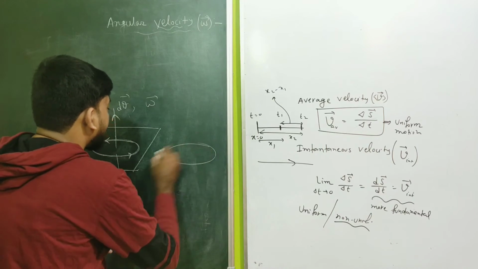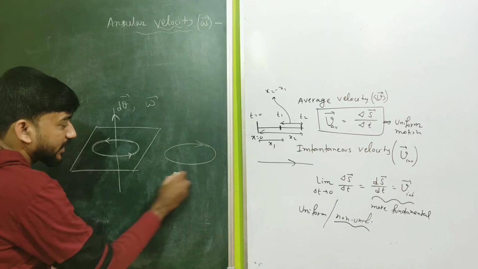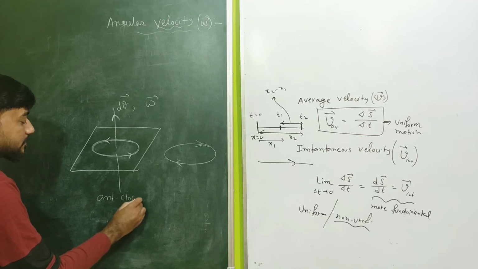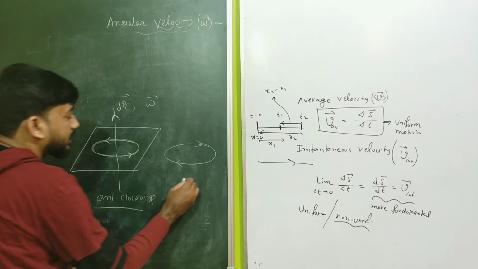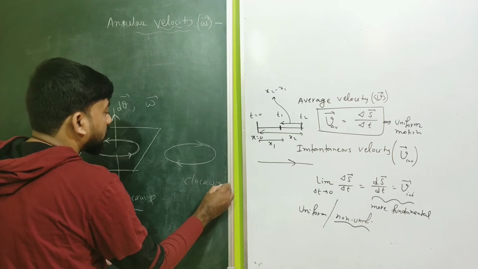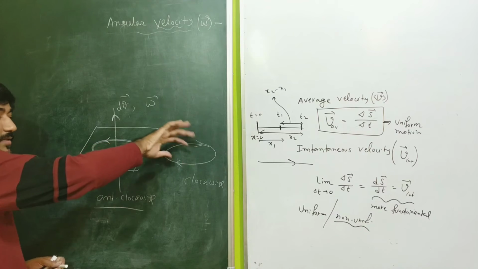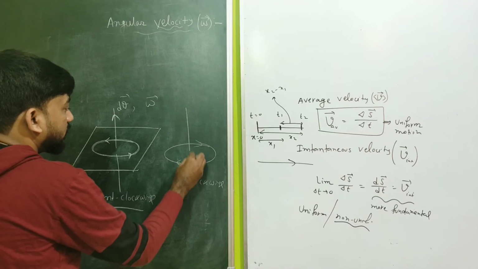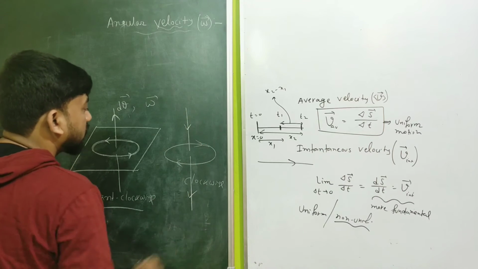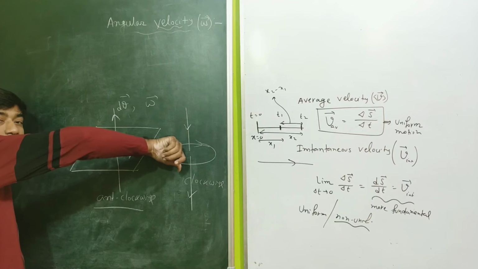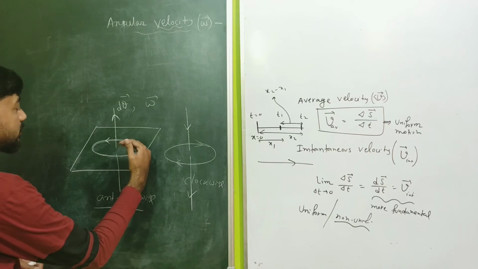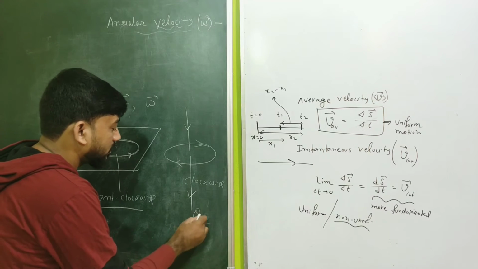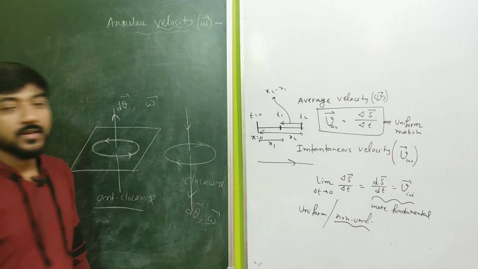If the particle is rotating along this direction, this is the anti-clockwise direction, and this is the clockwise direction. For the clockwise direction, you curl your fingers along this side, so it will be into the plane, along downward. If you take this, your thumb will be downward, and if you take this, your thumb will be upward. So this will be the direction of d theta and the direction of omega.